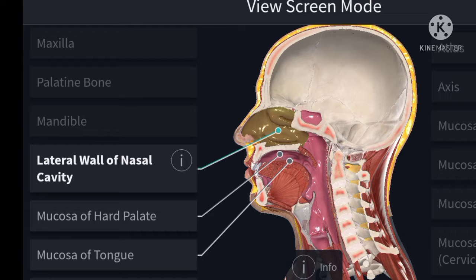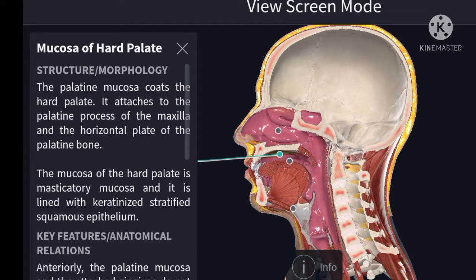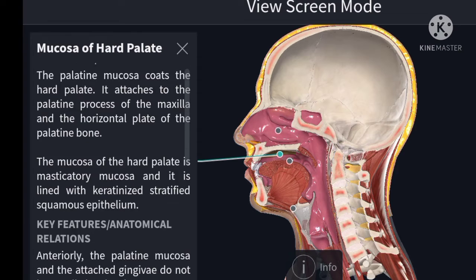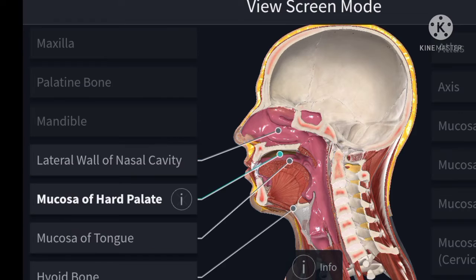Now we will talk about the mucosa of hard palate. The palatine mucosa coats the hard palate. It attaches to palatine process of maxilla and the horizontal plate of palatine bone. And the mucosa of hard palate is masticatory mucosa and it is lined by the keratinized stratified squamous epithelium.